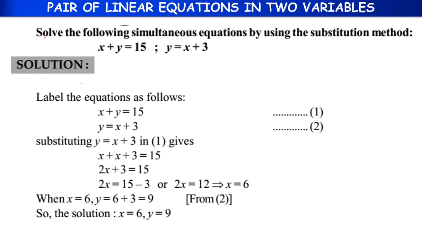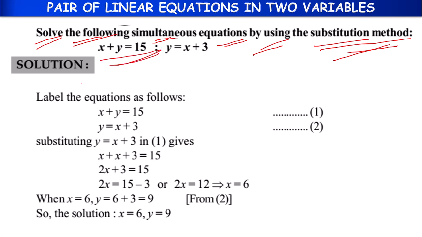Next one. Another example: solve the following simultaneous equations by using the substitution method. We have x plus y equal to 15, y equal to x plus 3. We have two equations, 1 and 2. In the second equation, directly we have y value in terms of x. No need to again isolate, already it is isolated. We have y equal to x plus 3. So using this second equation, in the first equation, in the place of y, let's keep this x plus 3.